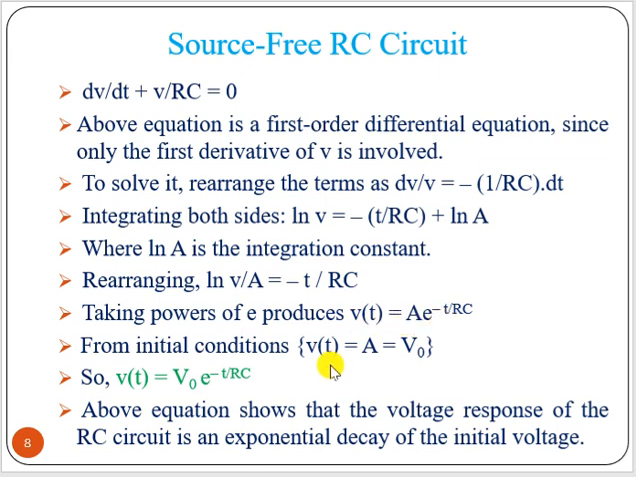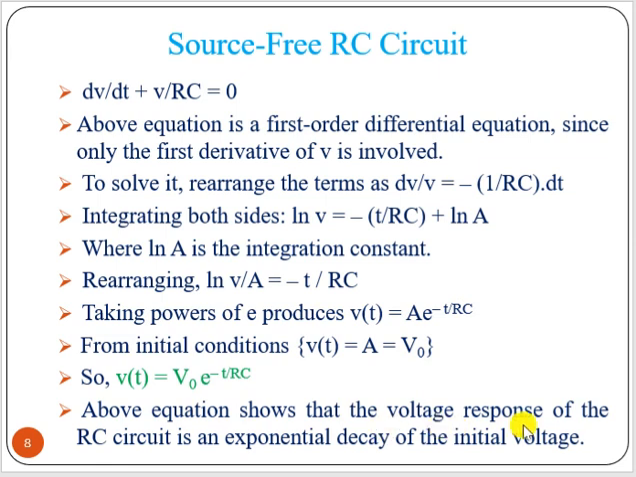Now from initial conditions, we know that when t equals 0, e to the power 0 is nothing but 1. So the initial value v0 is nothing but a. So a is nothing but v0. So we can write V(t) equals V0 e to the power minus t by RC, where this RC is called the time constant. Also it is written as tau. So this is the response when the RC capacitor is discharged through the resistor. This is the discharging equation.